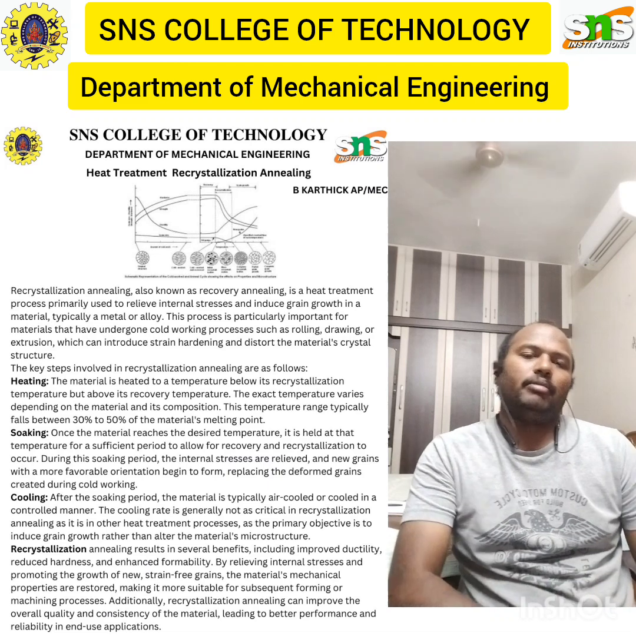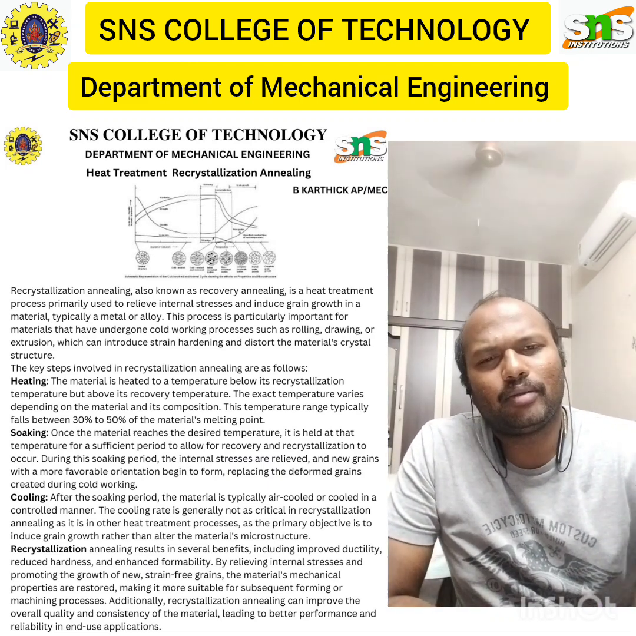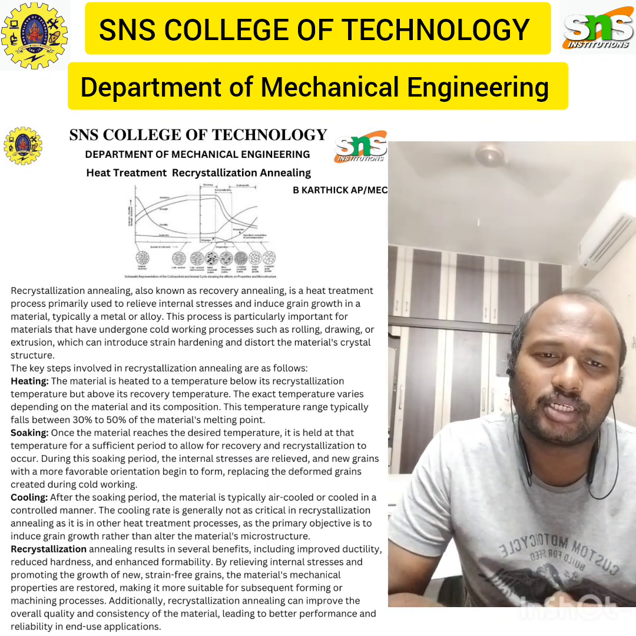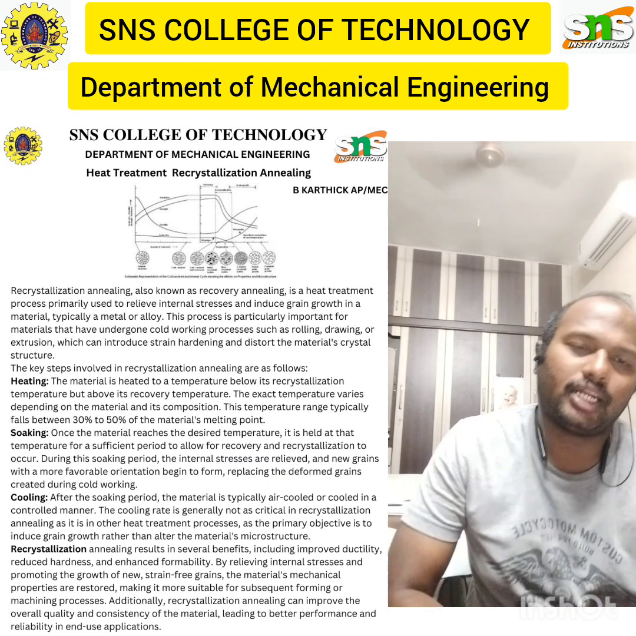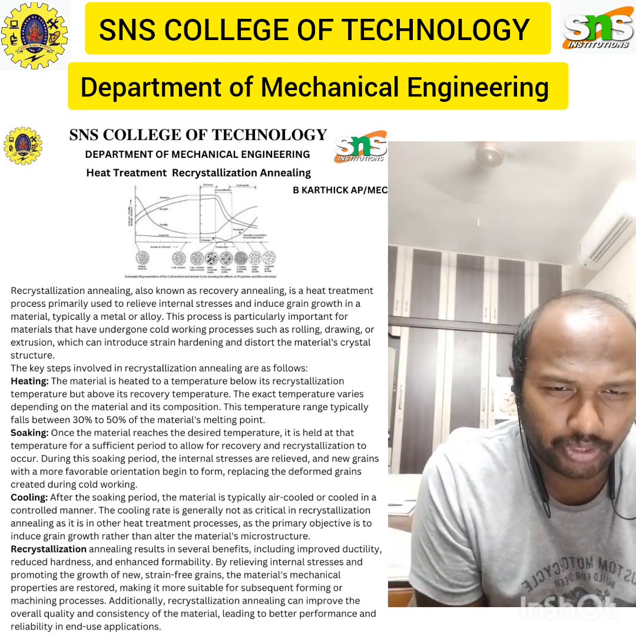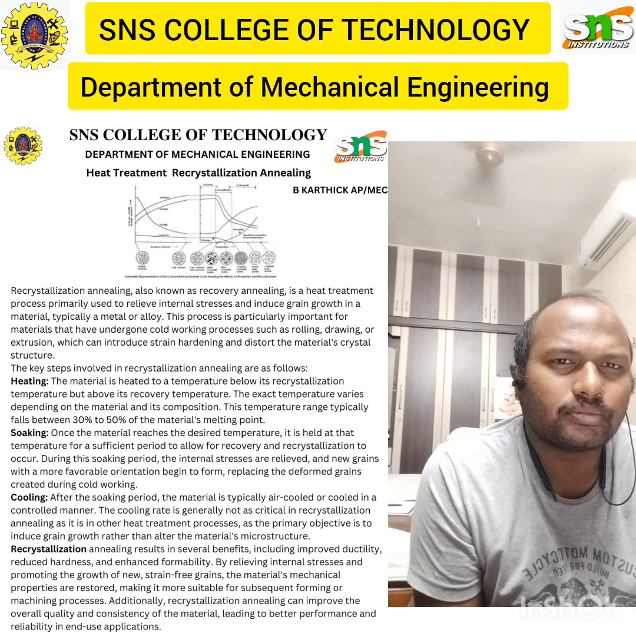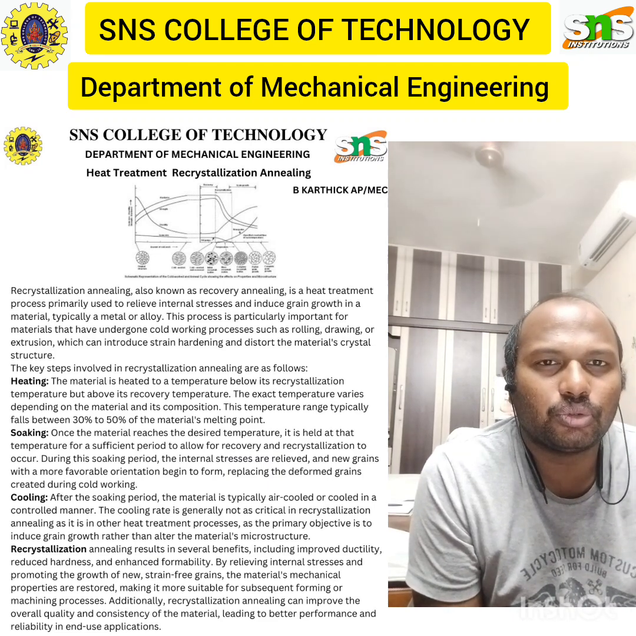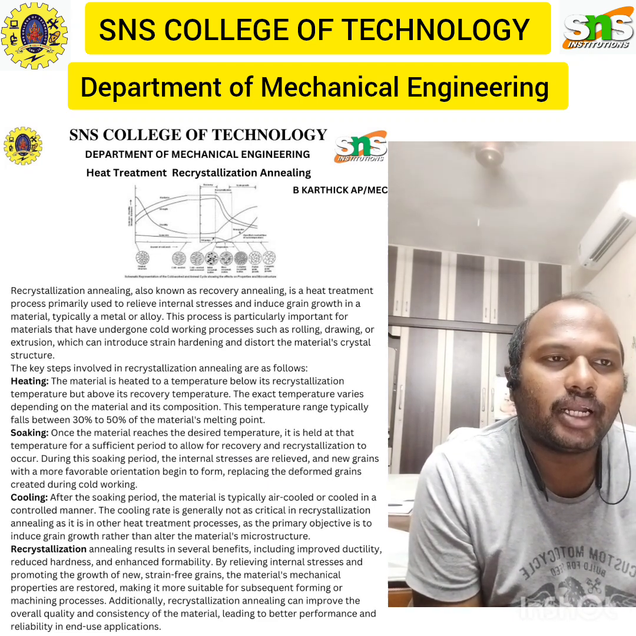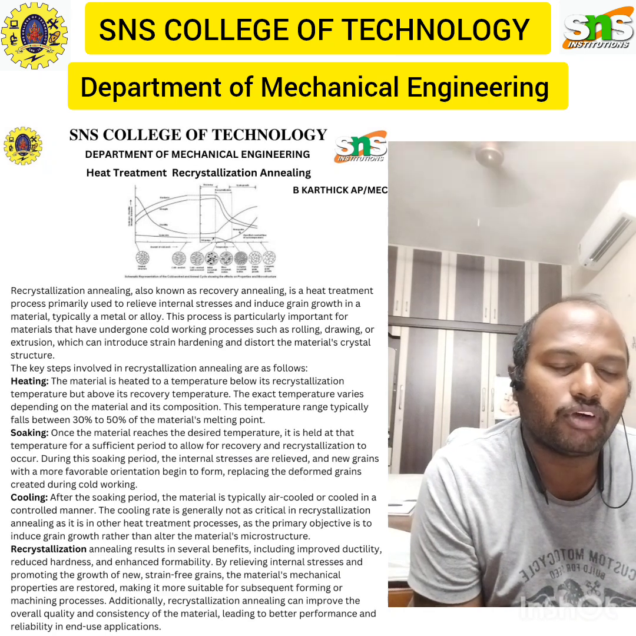So here the main aim is that high carbon steels are really hard because of the high carbon content. The carbon content ranges from 0.3 to 0.8. So due to this high hardness, it is very tough to do the machining part. So this spheroidizing helps to improve the machinability and formability.